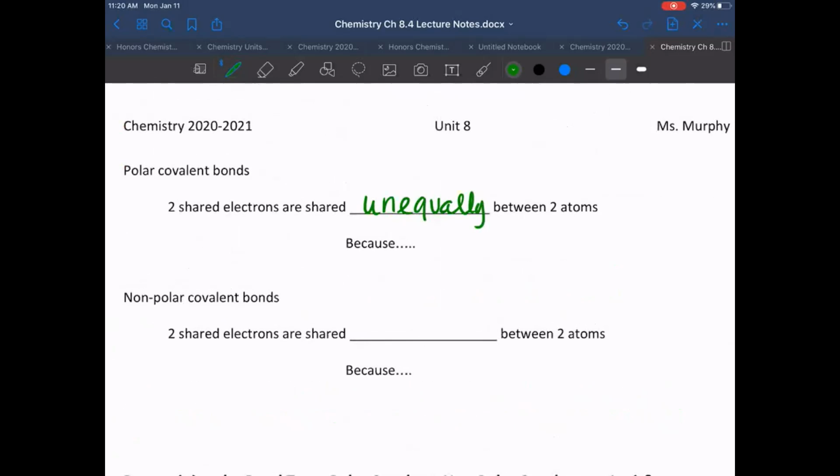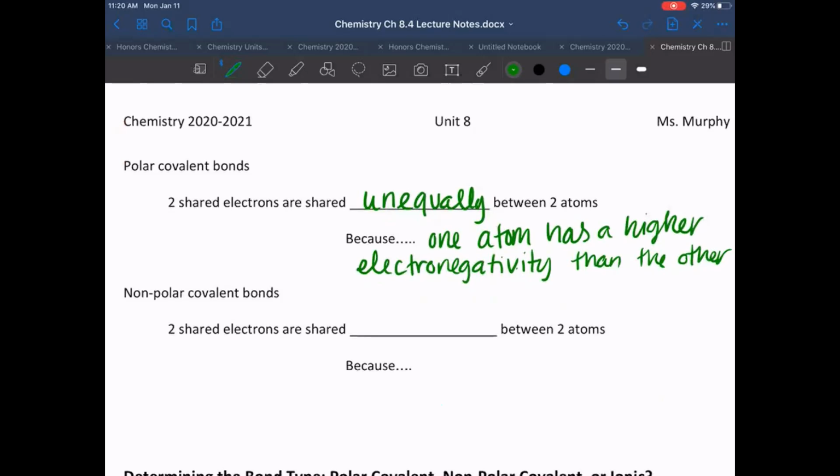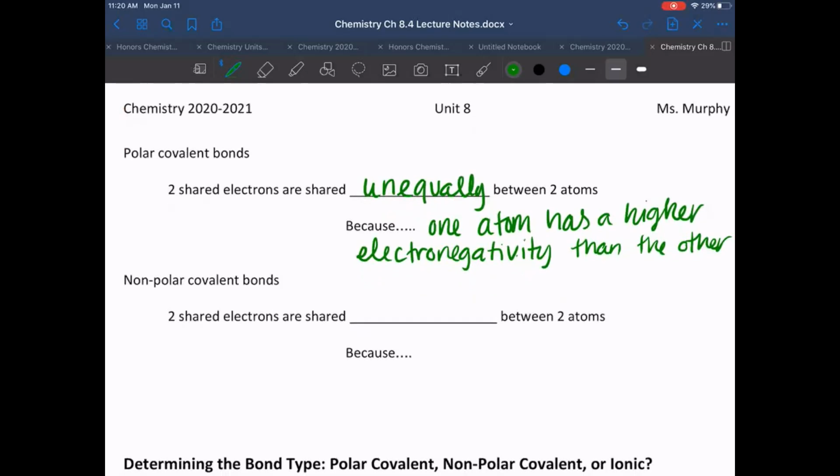Should probably make that grammatically correct there. And so the reason why is because one atom has a higher electronegativity than the other. So if you're polar, you have an unequal sharing, and this has to do with the difference in electronegativities being high. Now, if you're nonpolar, you're going to share equally.